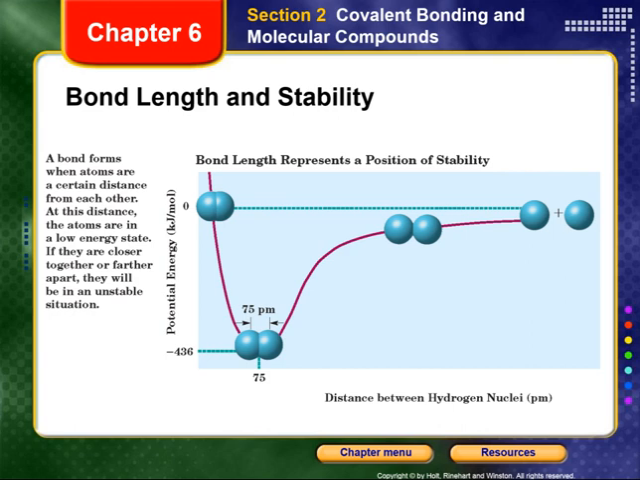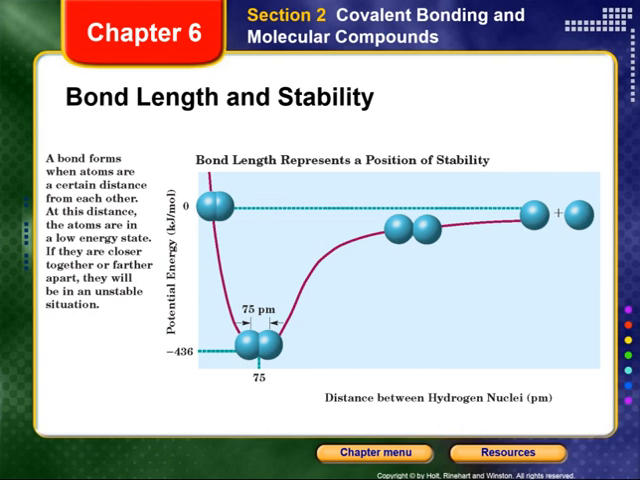The larger bond energy, meaning the more energy is released, means there's a bigger drop in potential energy when that bond is formed, resulting in greater stability. There's also a connection between stability and bond length. A bond is going to form when atoms are at a certain distance from each other, right? At this distance, we know the atoms are in a low energy state, right? That's why they formed the bond in the first place.